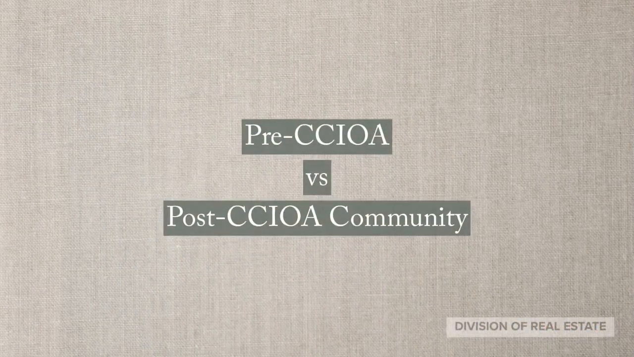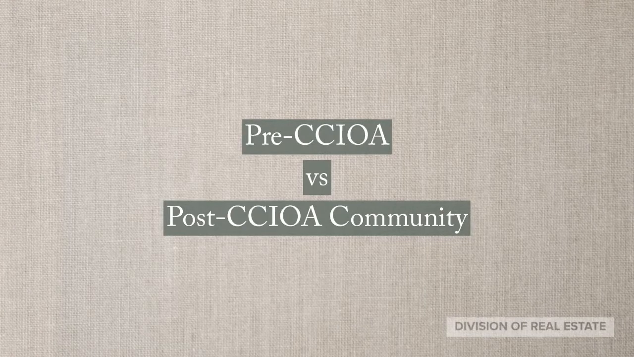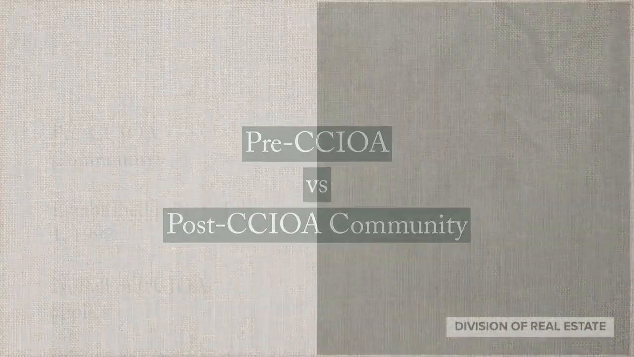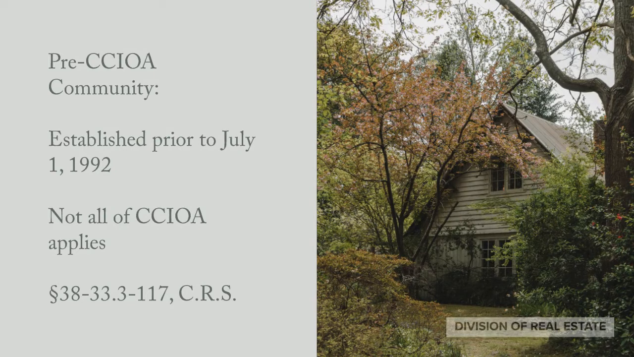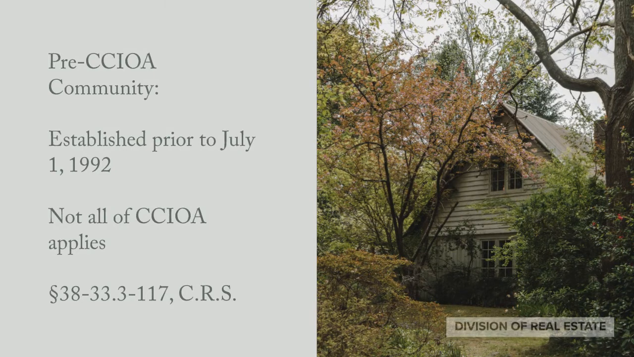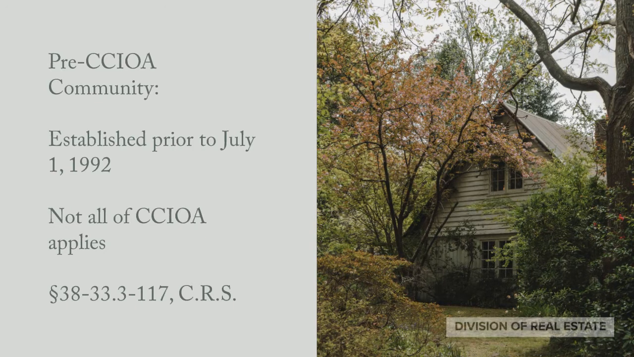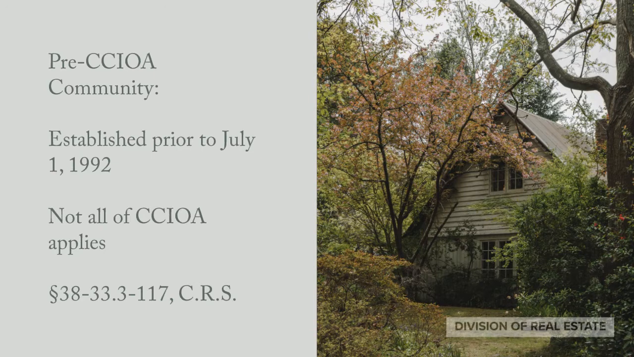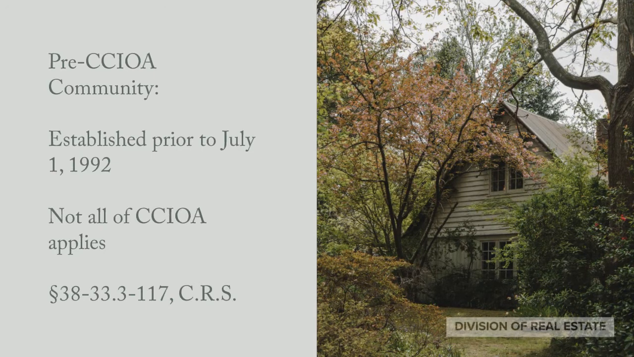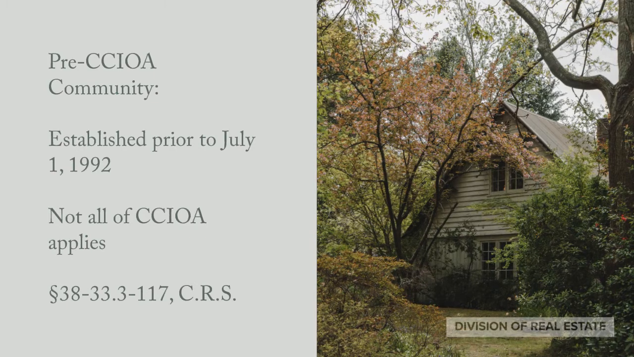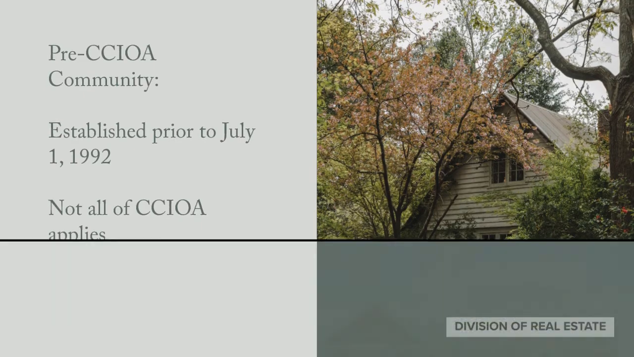Pre-Kiowa versus post-Kiowa communities. There is a distinction in the law concerning what we call pre-Kiowa communities and post-Kiowa communities. The Colorado Common Interest Ownership Act, Kiowa, came into effect on July 1, 1992. A pre-Kiowa community is one that was established prior to that date and is not thereafter elected to have the community be treated as if it were created after June 30, 1992. If a pre-Kiowa community has not elected to be treated as a full Kiowa community, then not all portions of the Kiowa Law apply to that community.